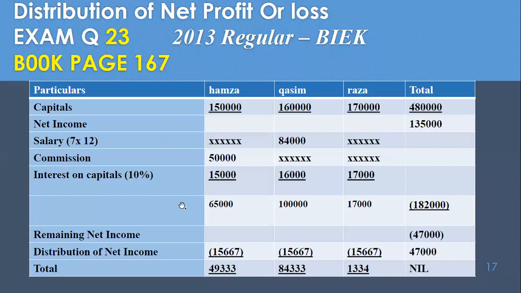In the last step, I would request you to do the verification part that will make you confident for your examination. How you will do the verification? You have to add these three values: 49,333, 84,333, 1,334. Add these three values. Your answer should be equal to 135,000. That is your net income. This is verification which makes you confident for your exam that you are doing right.